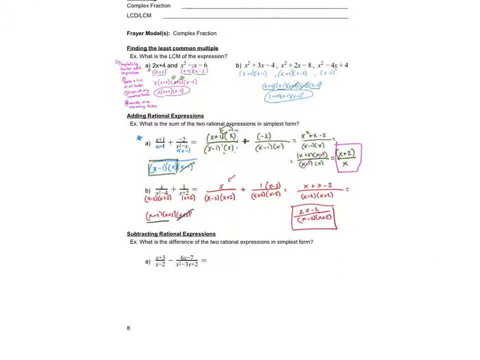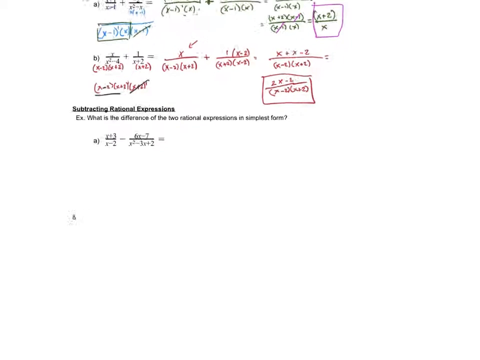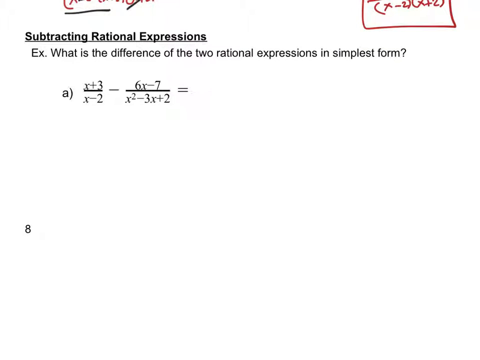Now, as a reminder, we want to completely factor each expression. Then we want to make a list of all the factors. We're going to cross off any duplicates, and then we're going to multiply the remaining factors when it comes to finding these least common denominators. So looking at this latest example, it says, what is the difference of these two rational expressions in simplest form? Well, let's begin by listing all of our factors.